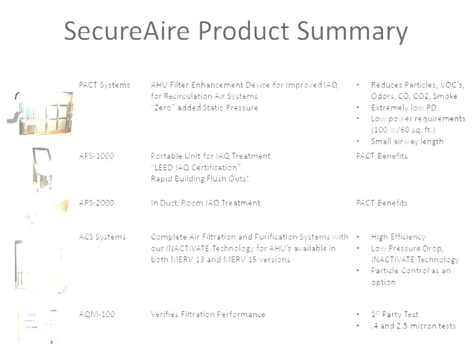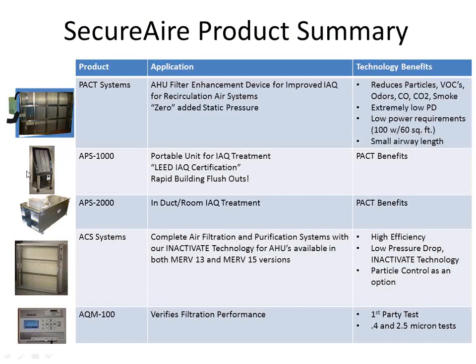The PAC system we already talked about, that's the collider. This portable unit on wheels is the one they used in the Art Institute at first before they actually put them in the air handler. You can see this reduces VOCs, odor, CO2, smoke, anything that it encounters. It's got 100 watt power consumption for 60 square feet, and that's quite a big air handler.